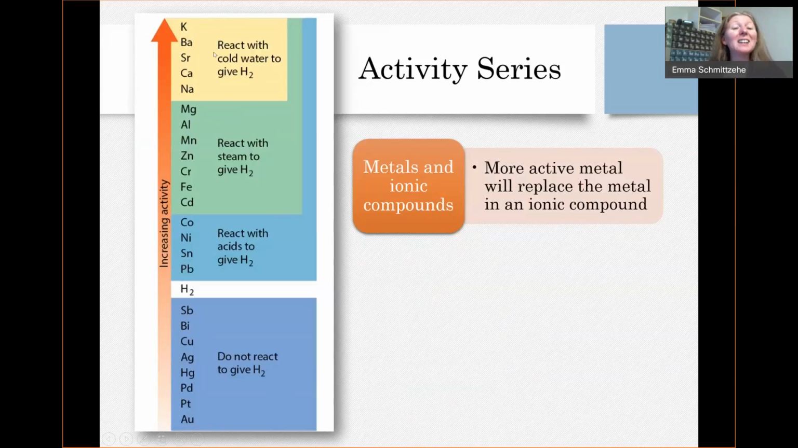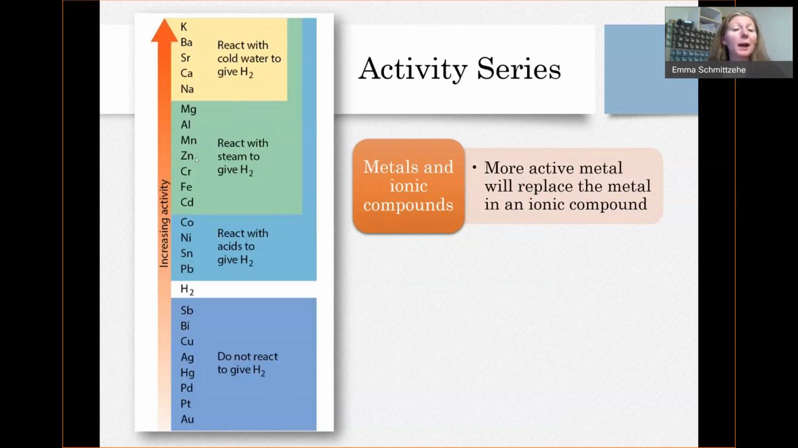Okay, so anything higher on this list, so it's written with this arrow showing increasing activity, anything higher on the list can replace anything lower. So if you have potassium reacting with, say, barium chloride, then yes, potassium is higher than barium, so it would replace the barium in the barium chloride.